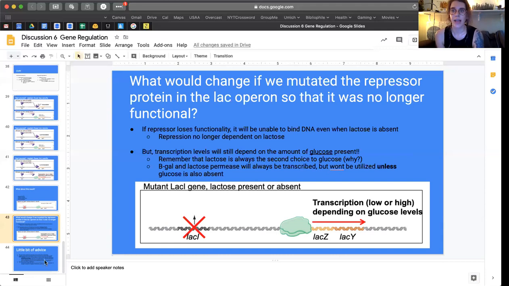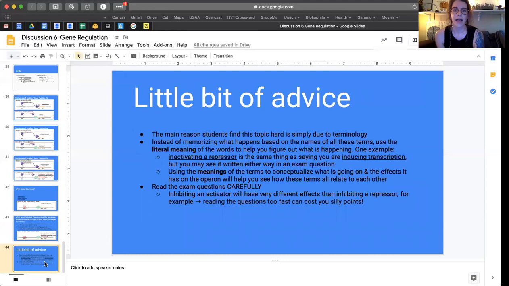Cool, so that's essentially all that I had to go over concept-wise. I just wanted to say real quick a little bit of advice that I have. I think that the main reason that students find this topic to be confusing isn't because it's hard conceptually, it's just because of the terminology and how similar all these terms are, and how they're kind of opposite of each other or related to each other in a really close way, but have different meanings. So my suggestion for dealing with this is instead of trying to remember, okay, this is what happens when you have an inducer, or this is what happens when you have an activator, try to focus instead on the literal meanings of those words and what that tells you about what's happening in the reaction.